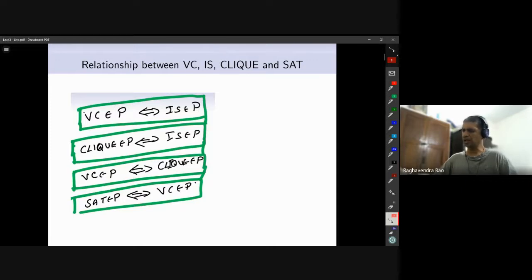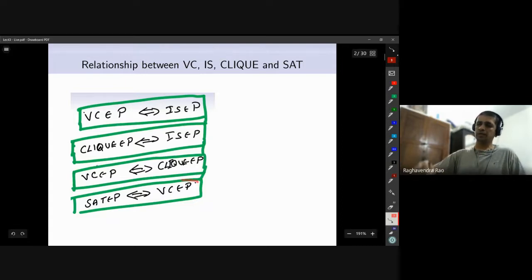I left it as an exercise to show the other way around. That is, given an instance of vertex cover, that is a graph and a parameter k, we can construct a Boolean formula, in fact a CNF formula, such that the graph has a vertex cover of size k if and only if the Boolean formula is satisfiable. We will not really discuss this. So that effectively shows that SAT is in P if and only if vertex cover is in P.